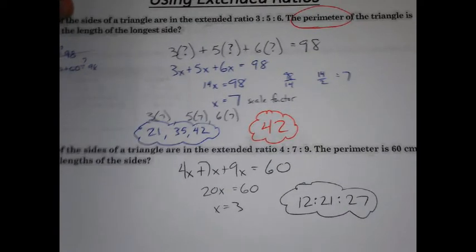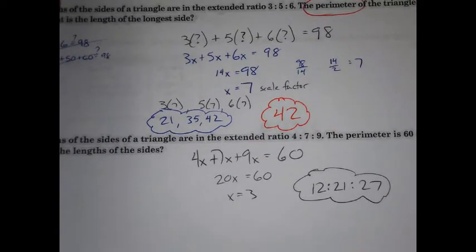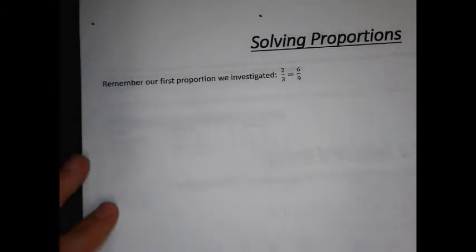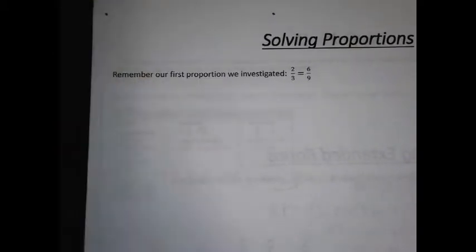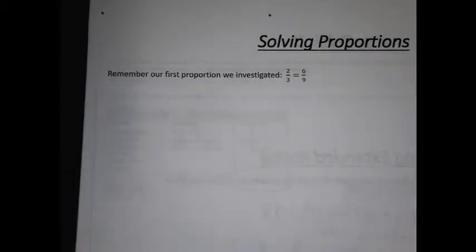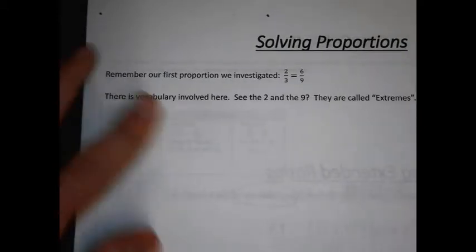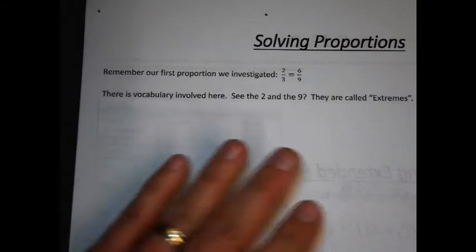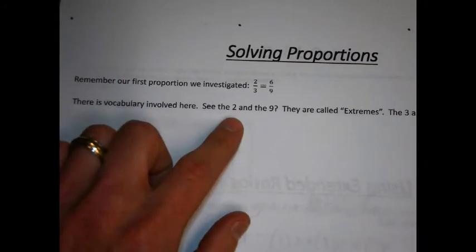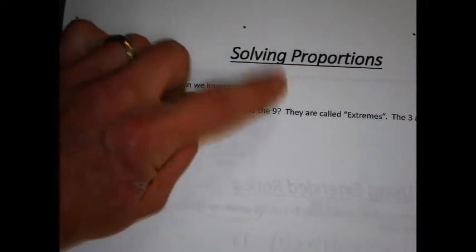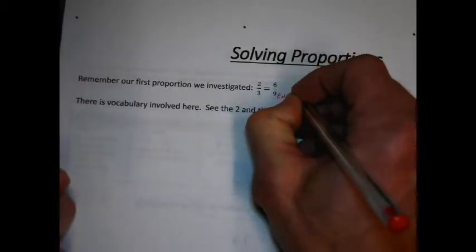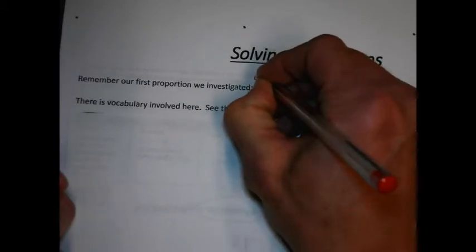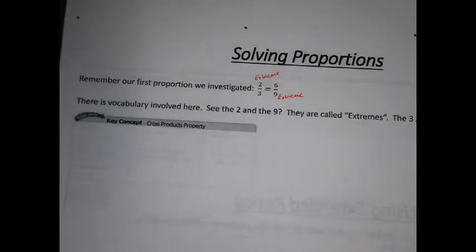All right, on to the last little bit, which is solving proportions now. If we remember, our first proportion that we ever investigated a couple of videos ago was 2/3 equal to 6/9. So we knew that to be true. Now there is vocabulary involved here, and we'll use this throughout the unit. Do we see the 2 and the 9? Those are called extremes, the 2 and the 9. And the 3 and the 6 are called means.